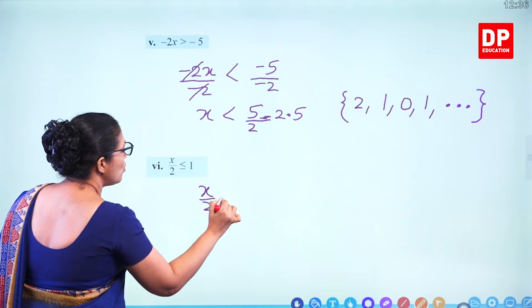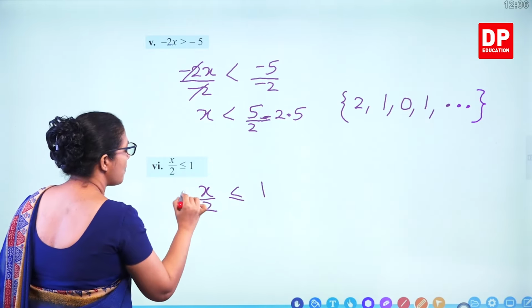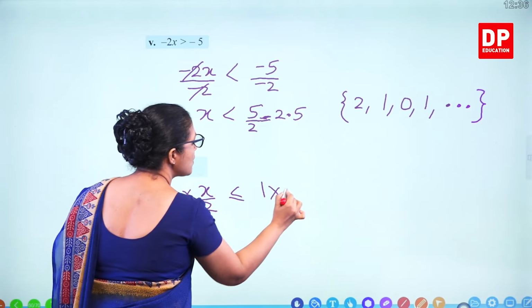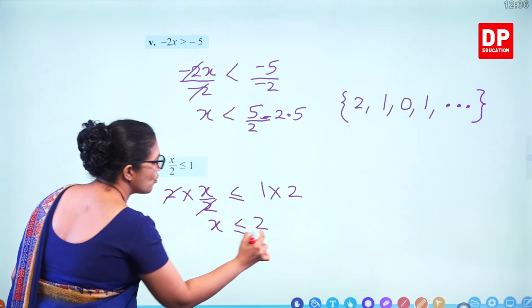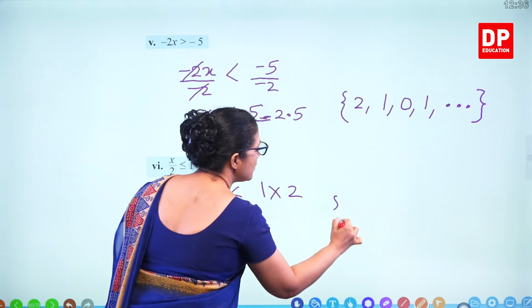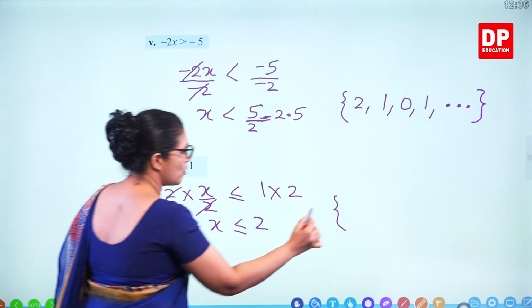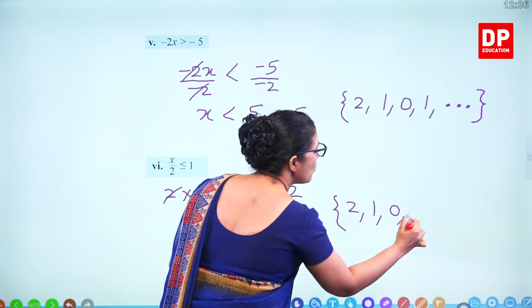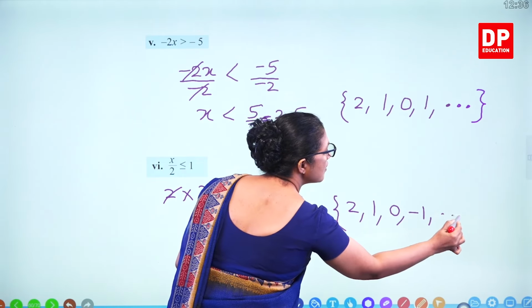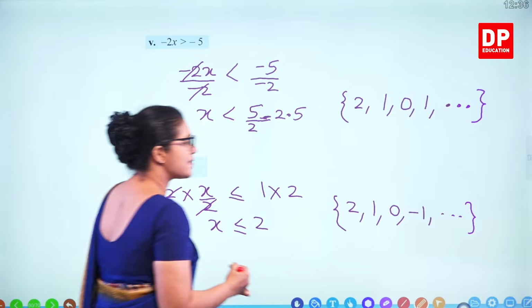x over 2 less than or equal to 1. Multiply both sides by 2. Sign is not changing. Less than or equal to 2. So what are the values included? 2 is included. Any value less than that. 1, 0, minus 1. Any integer less than 2.